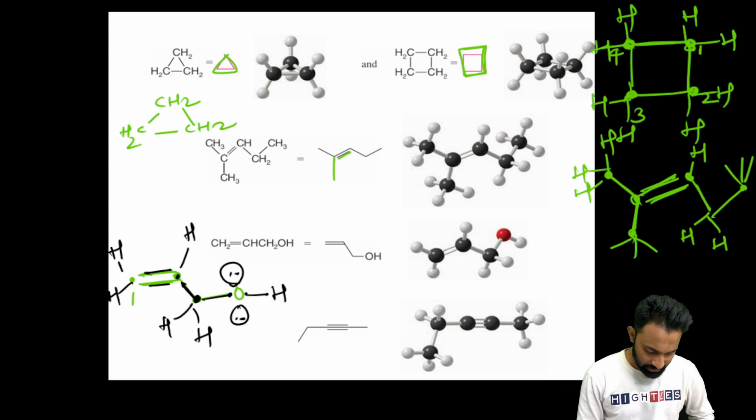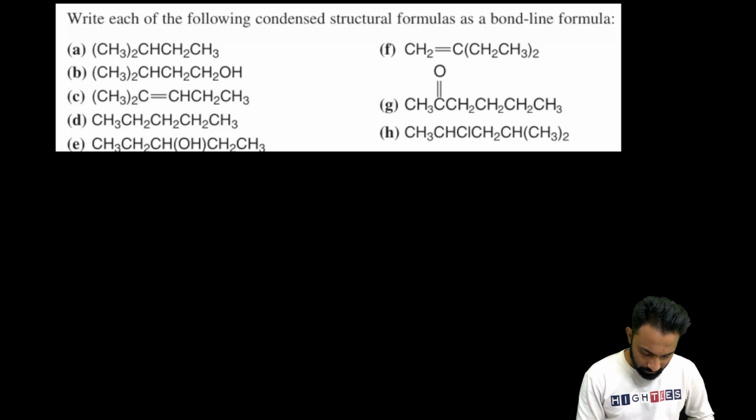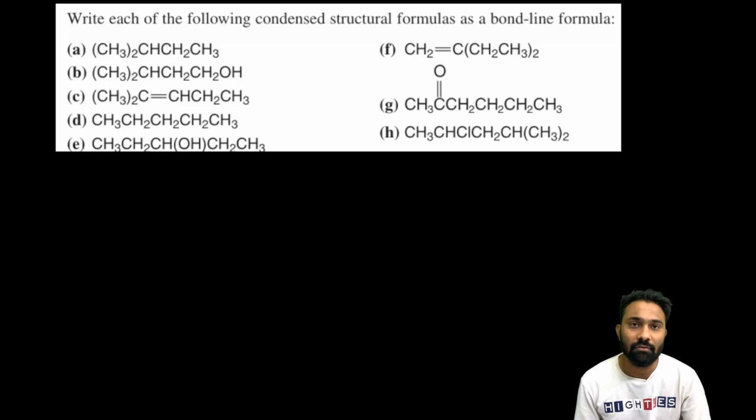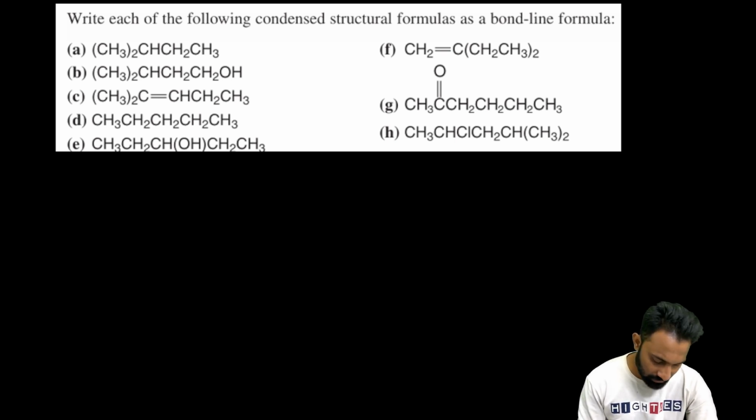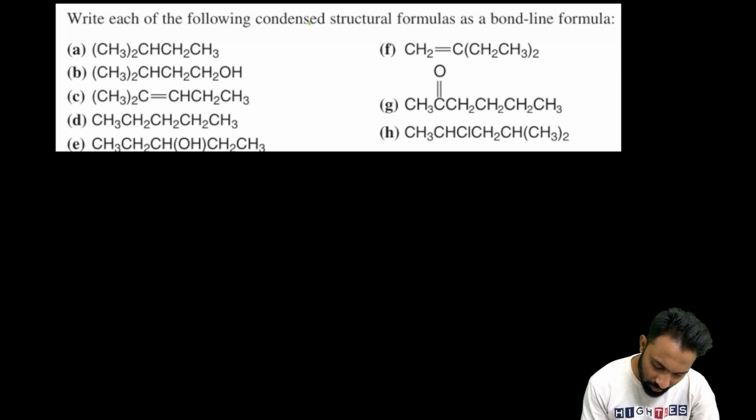Then next, just now we have studied condensed formula, dash line notation, and the bond line notation. Clear? Now we'll do some questions based on this one. Write each of the following condensed structural formulas as a bond line formula.